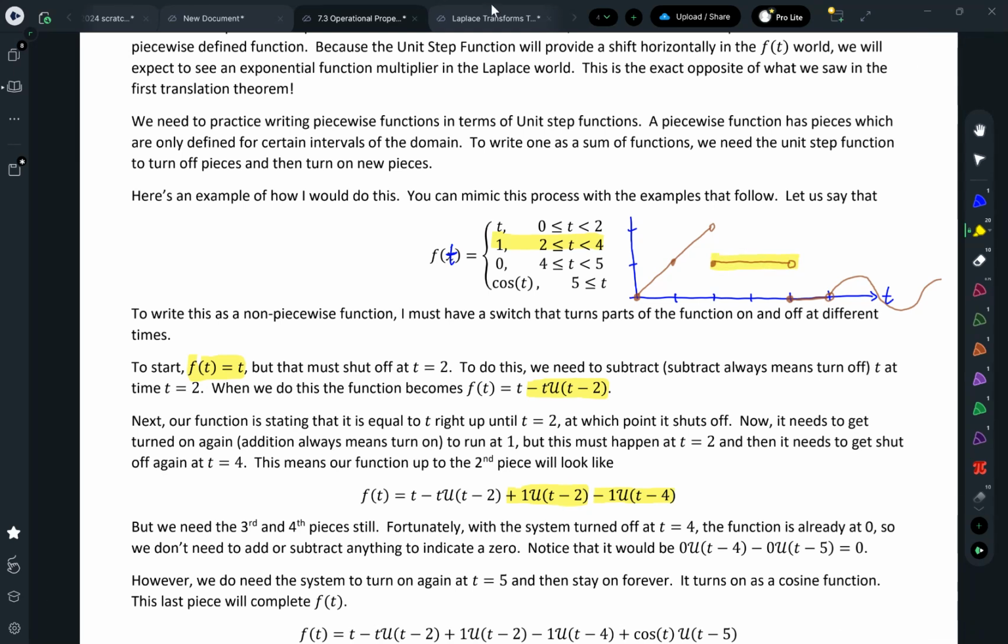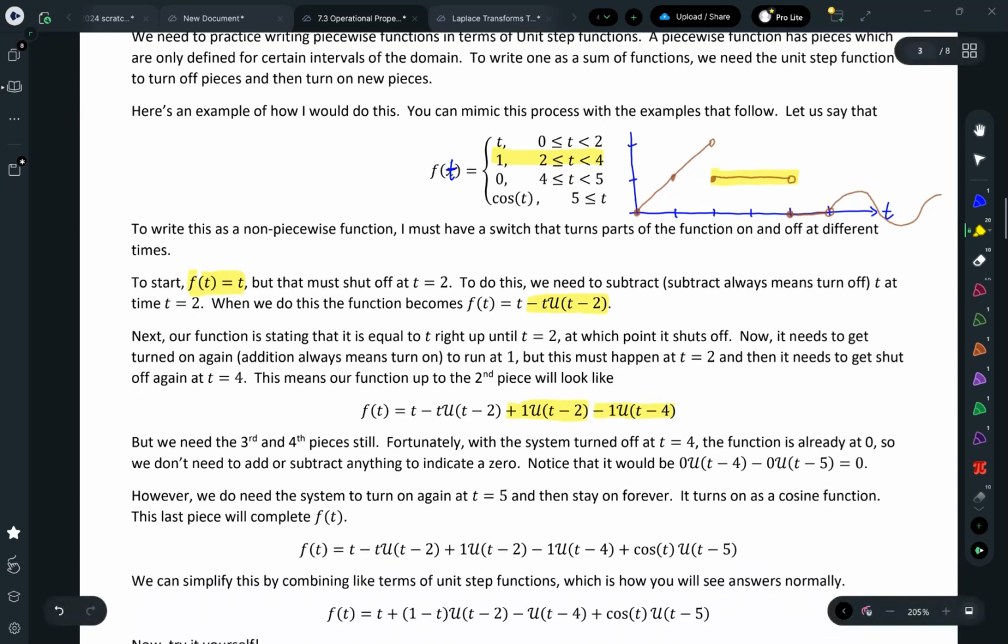All right, the third piece is kind of weird because the system's already off at t equals 4, and so the function's already at 0, so we don't have to add or subtract anything to indicate it, but here's what it would look like. You would be turning on the system as a 0 at t equals 4, so you have the u of t minus 4 to get you to 4, and then we would turn off 0 with u of t minus 5.